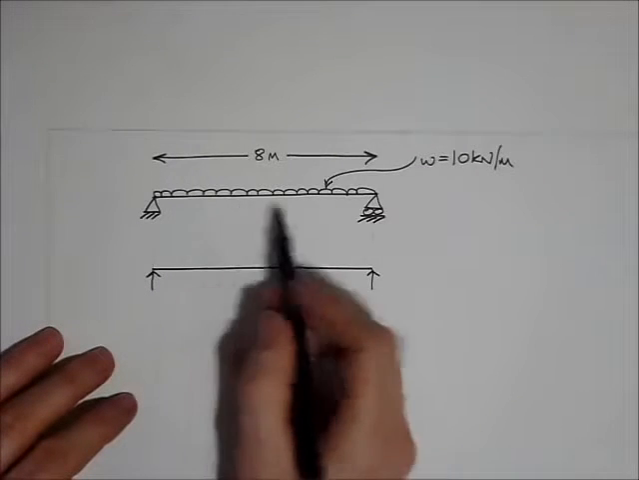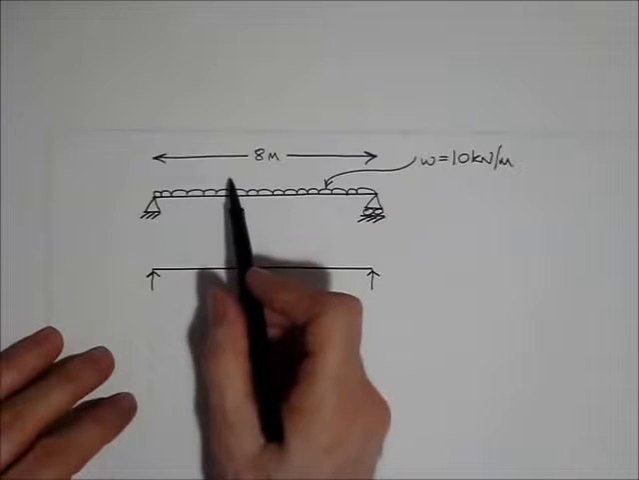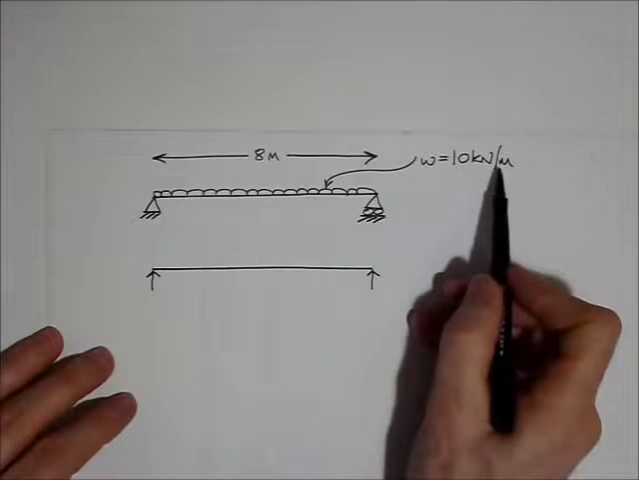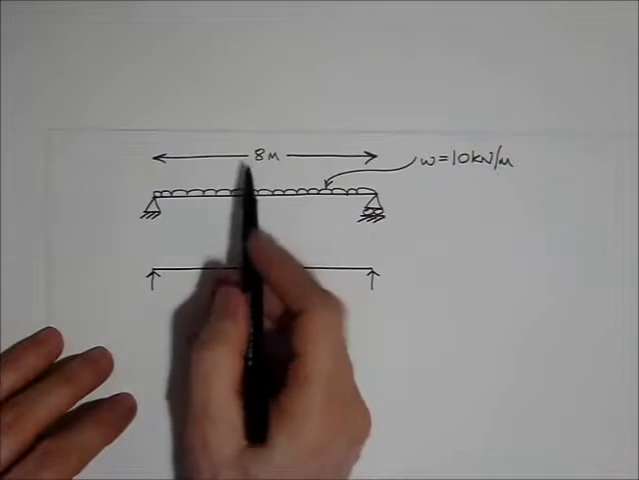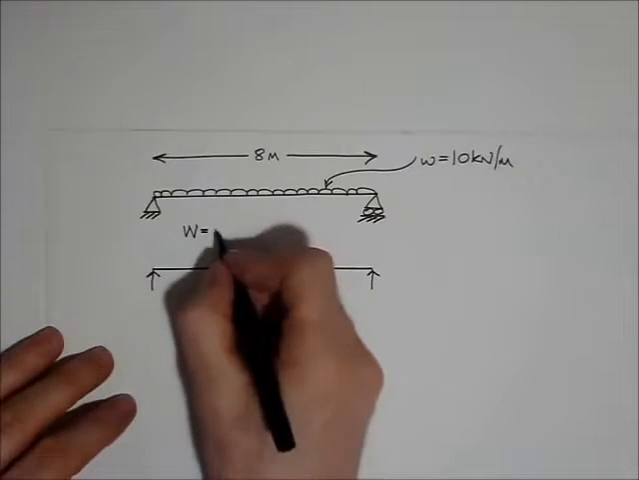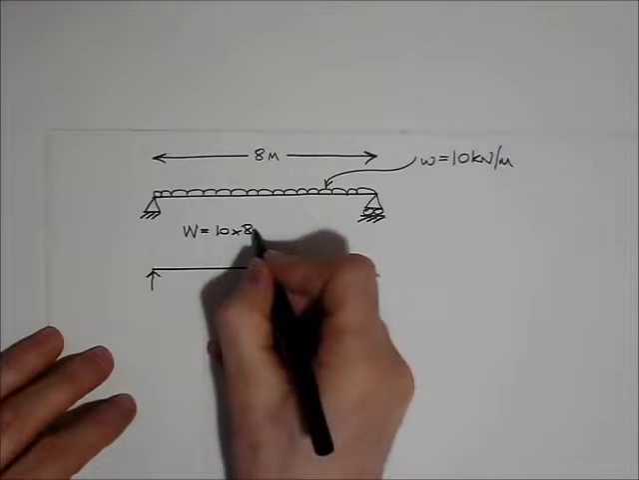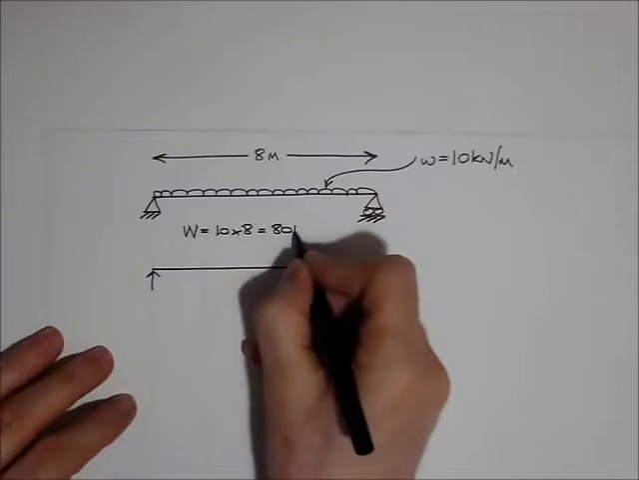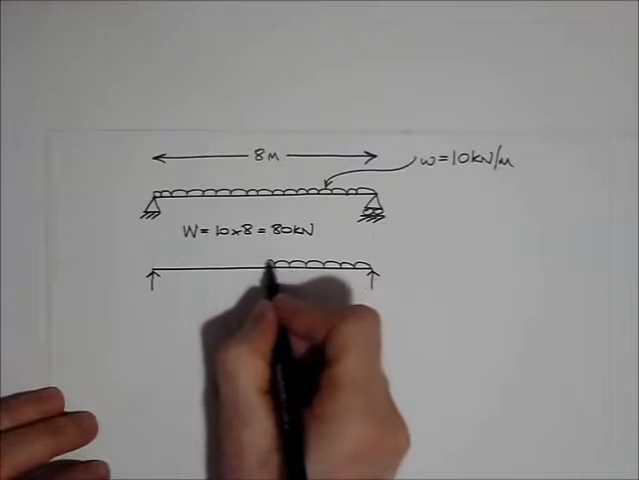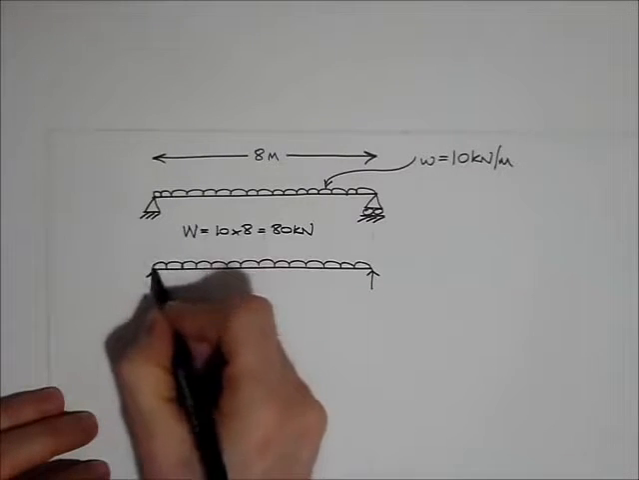Now the total force applied to this beam is 10 kilonewtons per meter for each of the 8 meters. So big W is going to be 10 times 8, which equals 80 kilonewtons. So that 80 kilonewtons is applied over the full length of the beam.